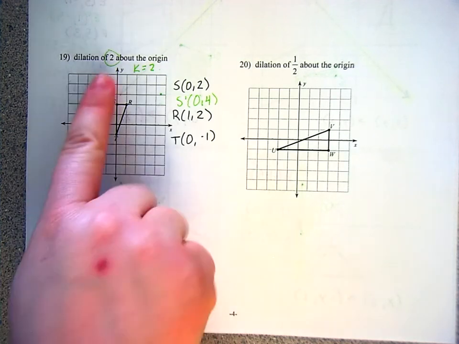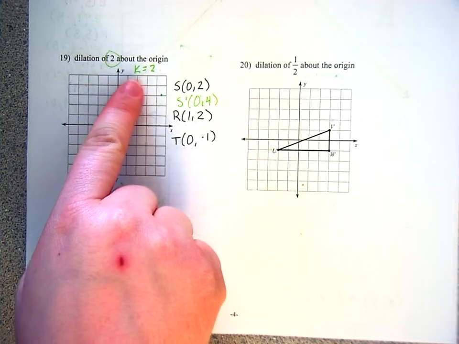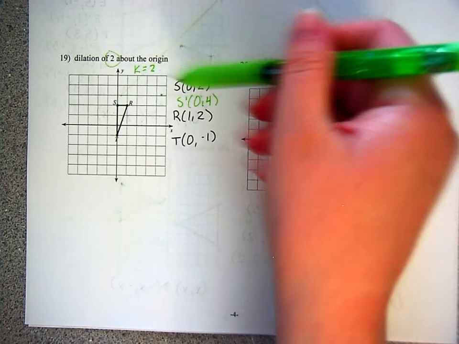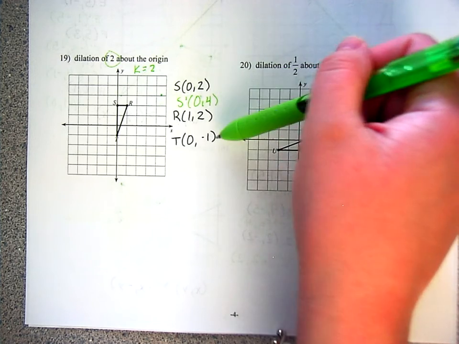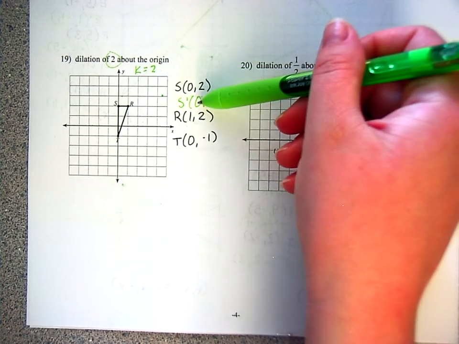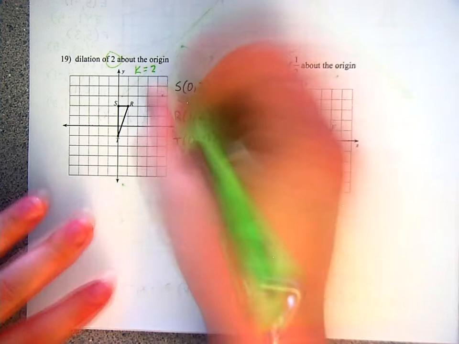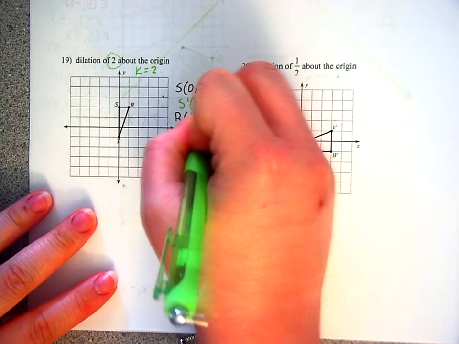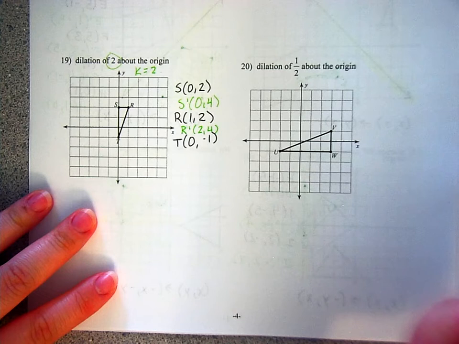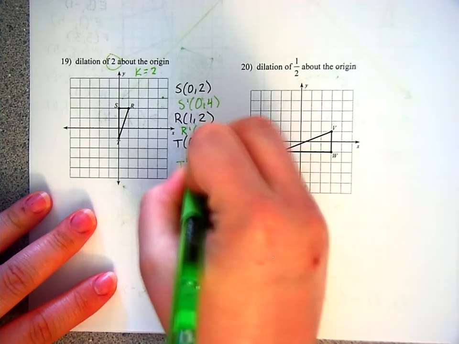So we're saying this is the same that we saw in our notes, that k equals 2. Dilation of 2 about the origin means that k is equal to 2. So what we're going to do is take all our pre-image points, which are these ones written in black, and multiply them by 2. So 0 times 2 is 0, 2 times 2 is 4. R prime is going to be 2, 4, because 1 times 2 is 2, 2 times 2 is 4, and then T prime is going to be 0, negative 2.